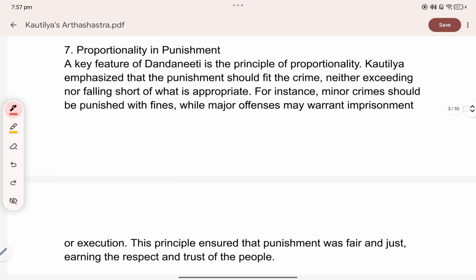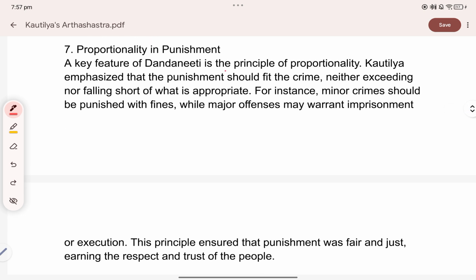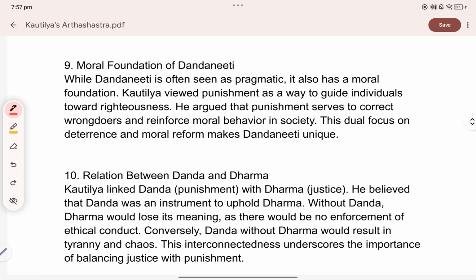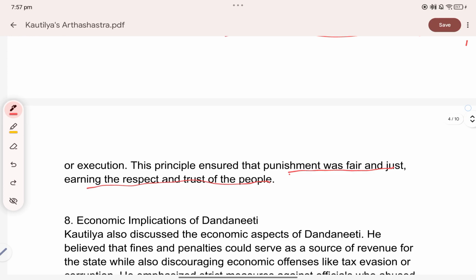Okay, so proportionality in punishment. A key feature of Dandaniti is the principle of proportionality. Kautilya emphasized that the punishment should fit the crime, neither exceeding nor falling short of what is appropriate. For instance, minor crimes should be punished with fines, while major offenses may warrant imprisonment. I told you already about the proportionality thing, right? This principle ensured that the punishment was just, earning the respect and trust of people. It's not that everything is the same, right? Punishment should definitely follow proportionality, right?